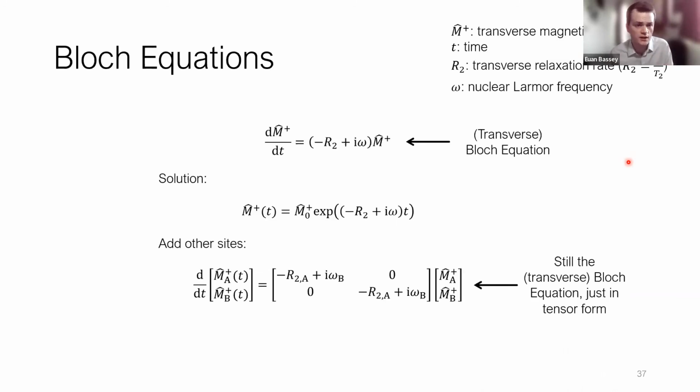The place to start is to look at the Bloch equations, which describe how the transverse magnetization that I mentioned earlier varies as a function of time after you have applied your pulse. These are the standard Bloch equations that I'm sure many of you are familiar with. They describe essentially how the magnetization changes as a function of time, and we can solve those fairly straightforwardly. This is written in a tensor form just to make life slightly easier.